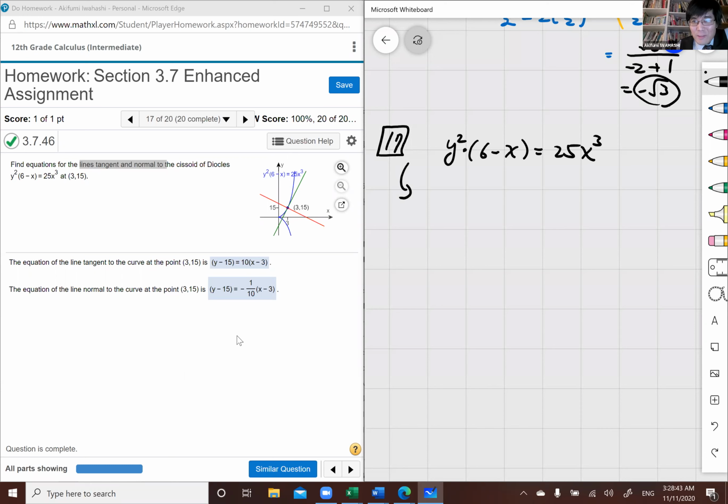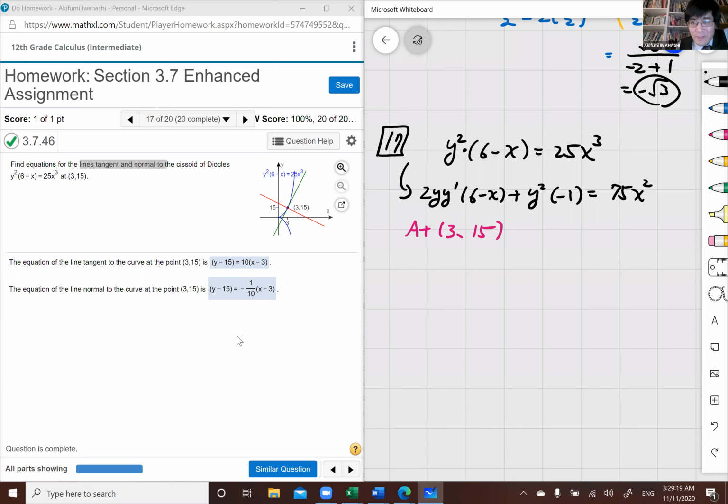So it's a product. It's going to be the derivative of the left, which is 2y times y dash, times the right, plus the left times the derivative of the right, which is negative 1, is equal to 75x squared. Now you can solve for y dash, but maybe you don't really need to. You can just plug in right now. So at this point, let's plug in (3, 15).